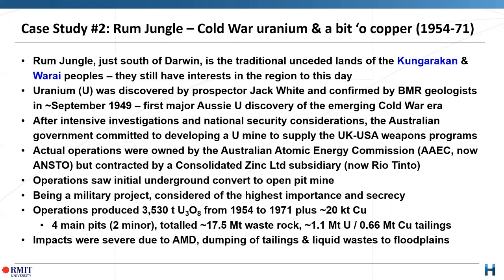So the leftover waste from that era is just over 1 million tons of uranium tailings and about two-thirds of 1 million tons of copper tailings or heap leach pile material, and about 17.5 million tons of waste rock. Now, by the time the mine closed, it was infamous, and I really do mean infamous, as a severe site of acid mine drainage. So let's have a look at that. Next, Richard.